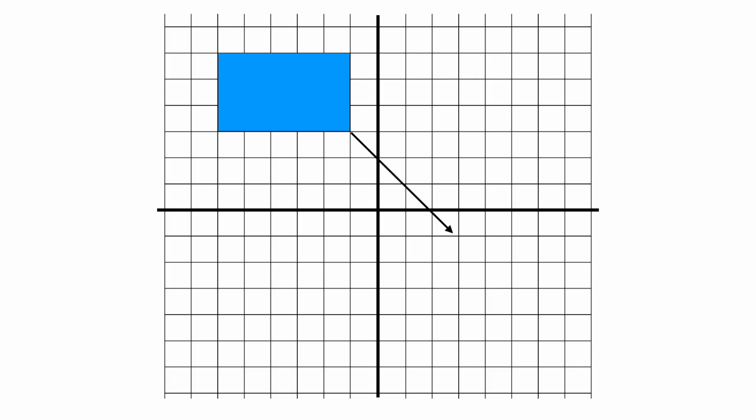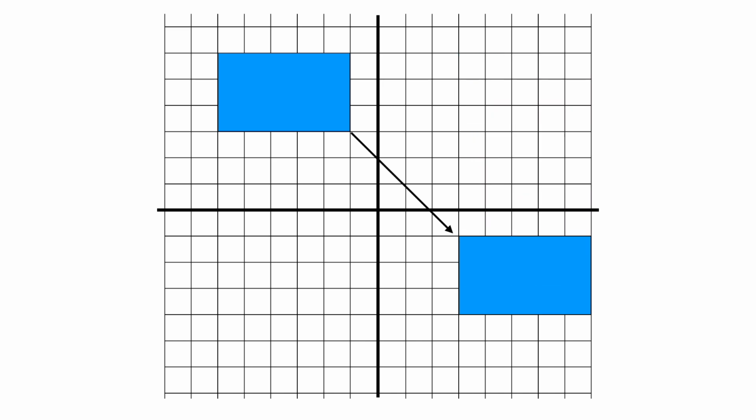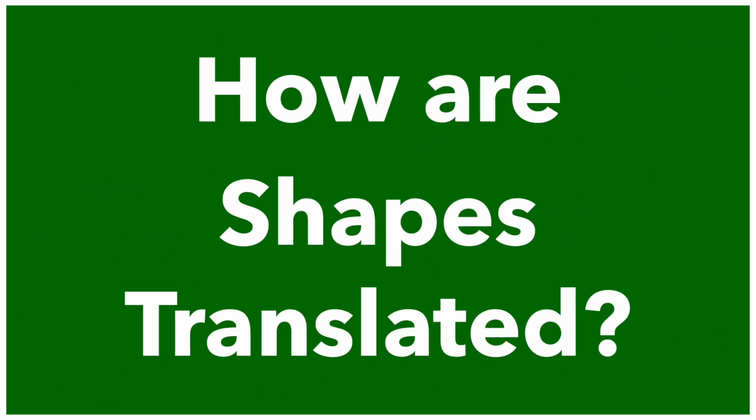Let's now move to the coordinate plane and see this in action. Let's say we have this rectangle here and we want to move it down over here. We first need to move it over and then we need to move it down, and we have now translated that shape. You can see that when we move it back, it's the exact same shape and congruency, nothing has changed. So now let's ask, how are these shapes translated?